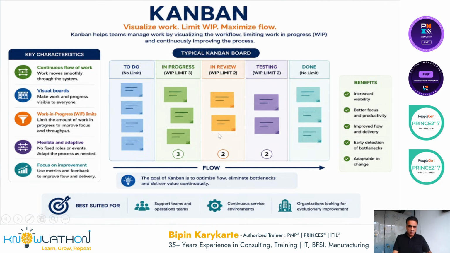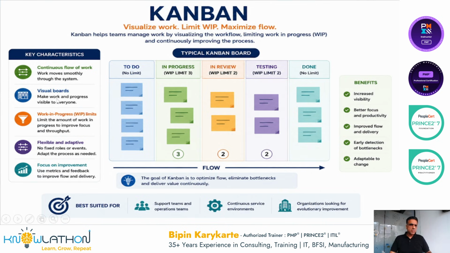If at all there happen to be more than 2 or more than 3 here, it is called a bottleneck. Then you have to put special attention to items in that particular column so that things can move smoothly forward. Testing means these have been completed by the team and are now being tested either by specialized people in the team or by the customer. Once it is tested and completed, it is moved to the done column. Again, there is no limit on this. You can have as many as you want.